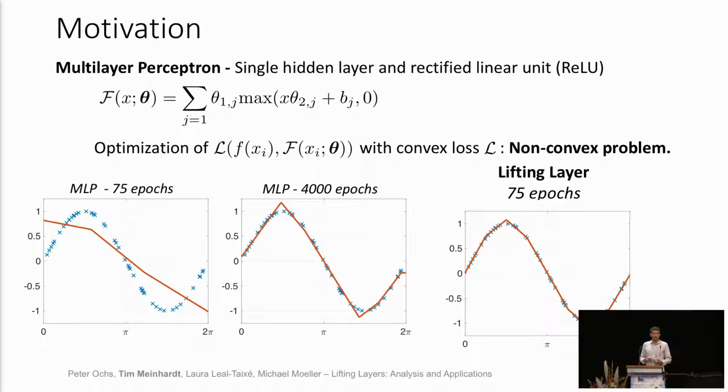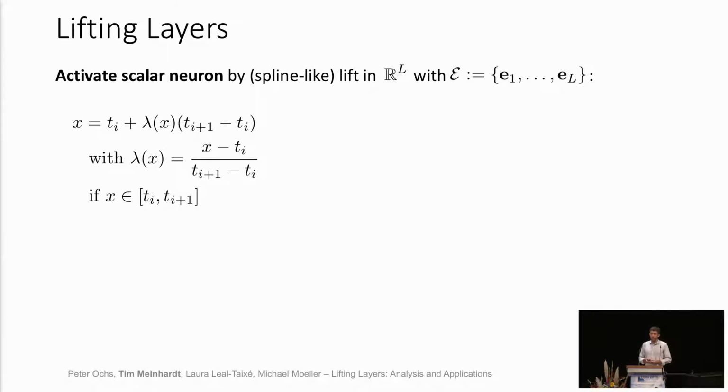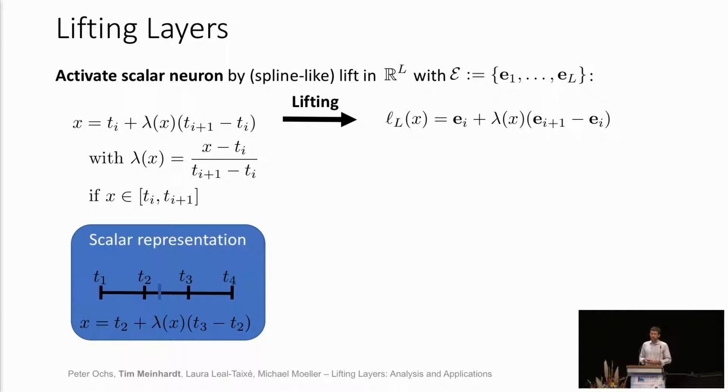So how does this lifting layer, which is inspired by functional lifting, look like? Given a scalar input, we activate our neuron by lifting our value into a higher dimension, R to the power of L, in a Euclidean basis. So if we remember the convex combination of our x between two different knots and the interpolation coefficient lambda, we try to lift our input value x to a higher dimension by replacing the individual knots with the base vectors of our Euclidean basis. For a simple example, this can look something like this.